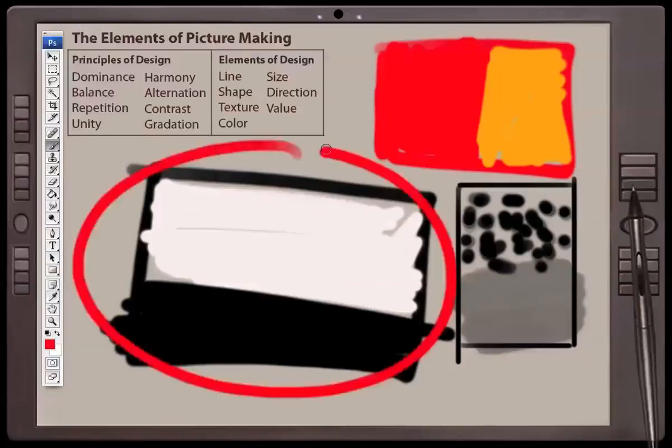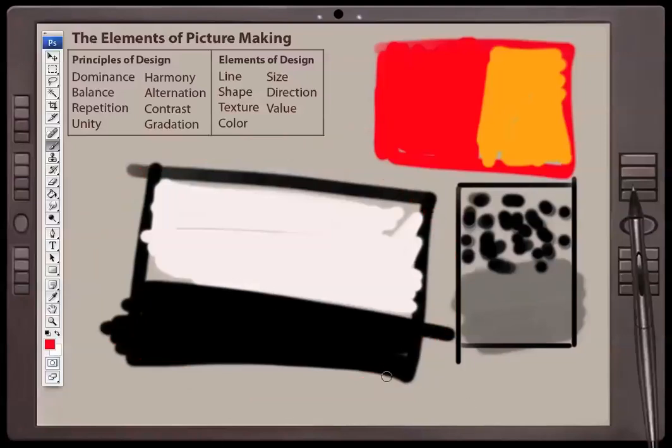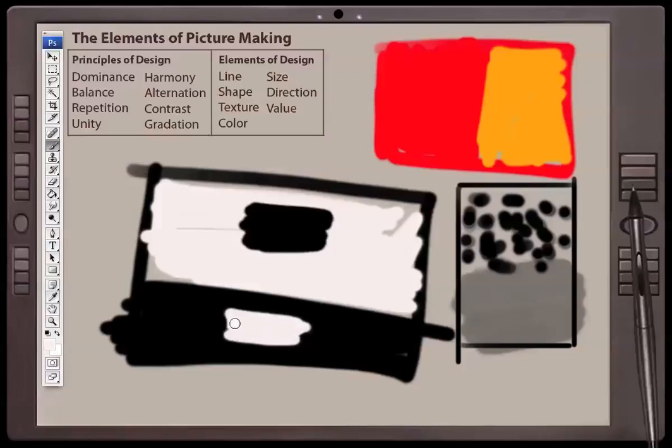If you look at this rough sketch here, you can see that it is bottom heavy. A dark value like this feels heavy compared to a lighter value like that. So to bring the two shapes into balance, I can place some dark within the light value and then some light value into the dark value like that. And now there's a balance here.